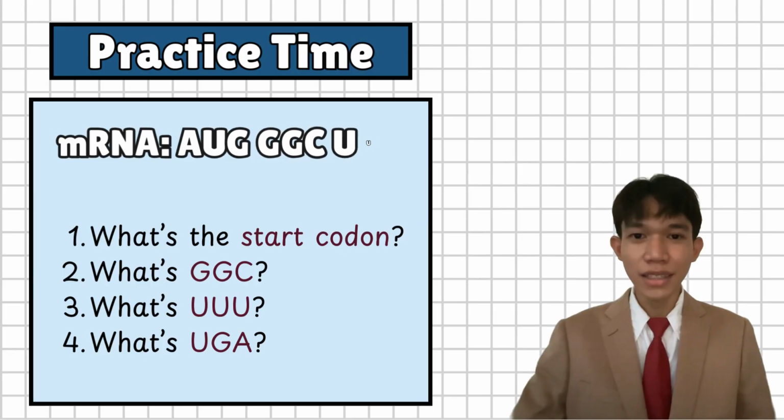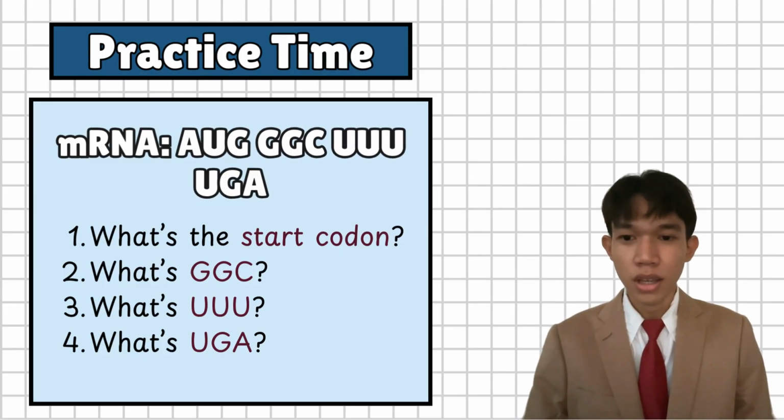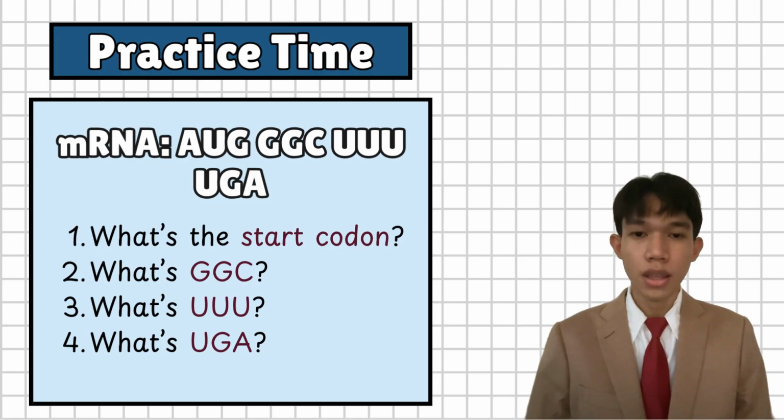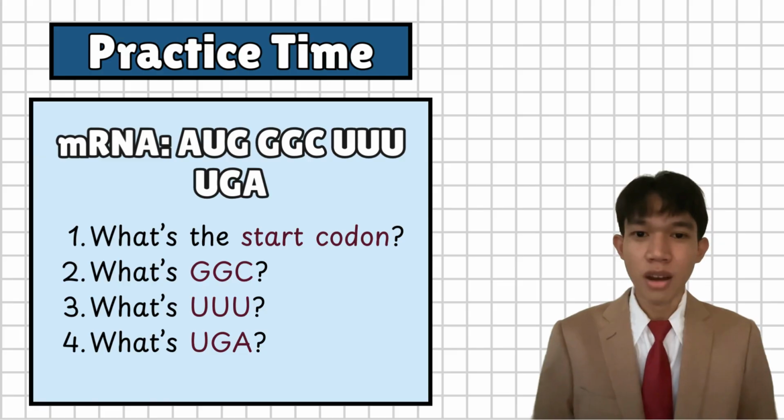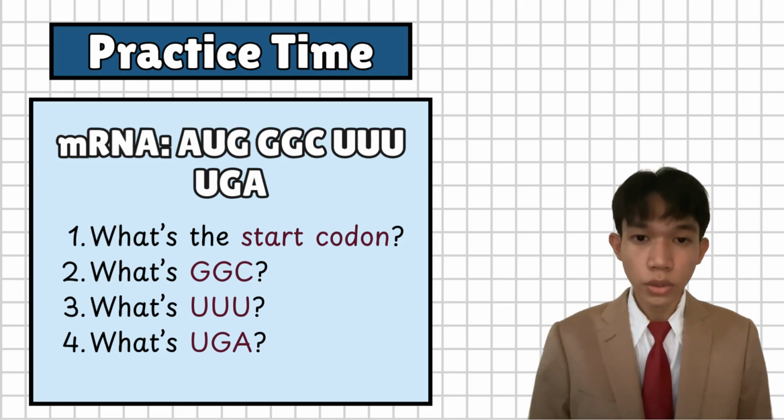Okay, let's practice reading the code. Decode the sequence with your codon chart. The mRNA is AUG, GGC, UUU, UGA. So the questions are, what's the start codon? What's GGC? What's UUU? And UGA?